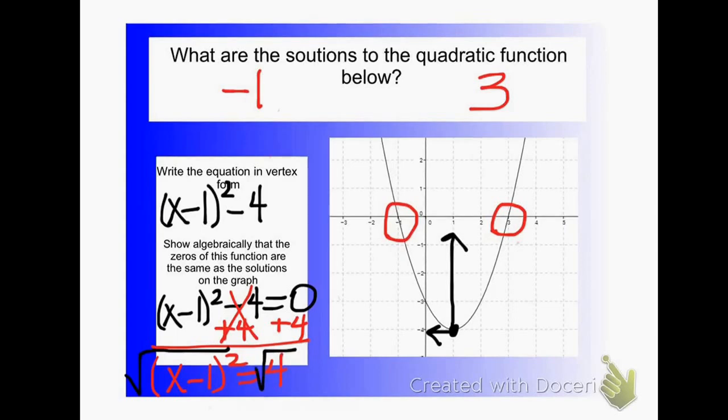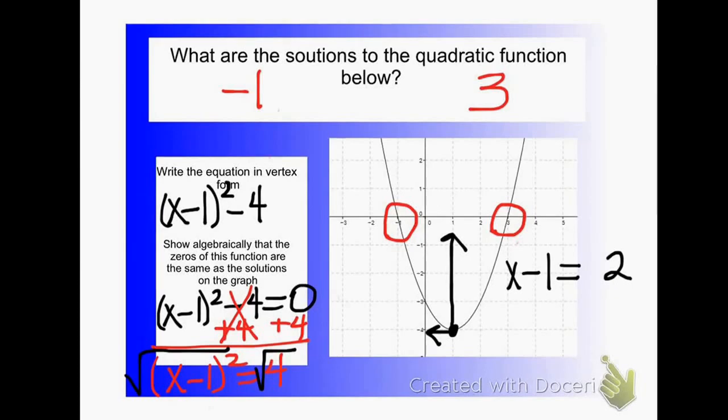When I take the square root of the left side, that's going to eliminate my square. So I'm simply left with x minus 1 equals the square root of 4, which is 2. Now, if I square 2, I get 4. But also, if I square negative 2, I get 4. So I need to make that 2 positive 2 and negative 2, because it can equal each one of those.